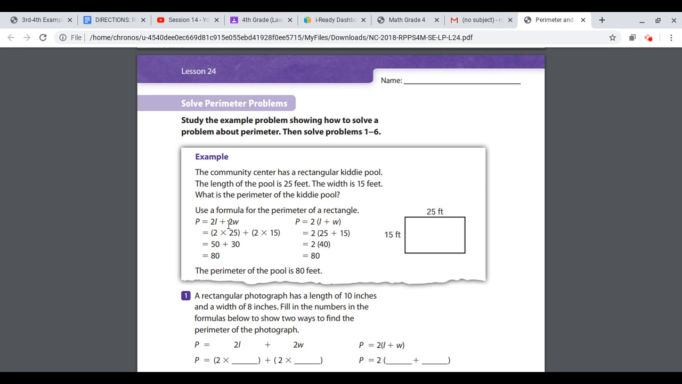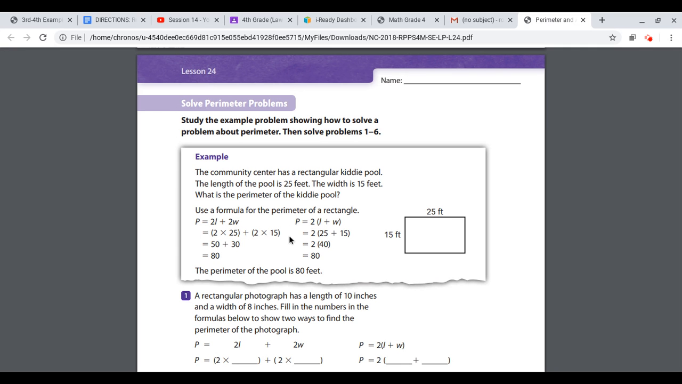So 2 times 25, because the L stands for length, plus 2 times 15, the width. The W stands for width. So they used what they had written out here and made it into an equation. Okay? Because you know that for perimeter, you add up 2 lengths and 2 widths. Once you do that, you can solve the problem. Okay, 2 times 25 is 50, plus 2 times 15 is 30. 50 plus 30 is 80.